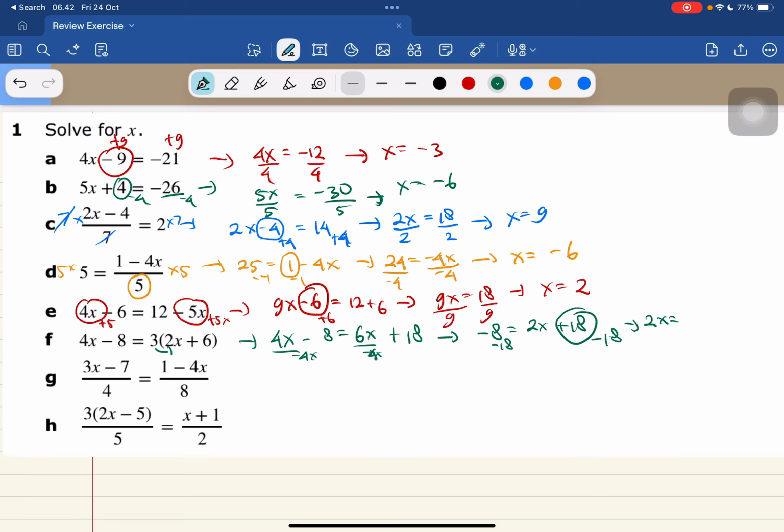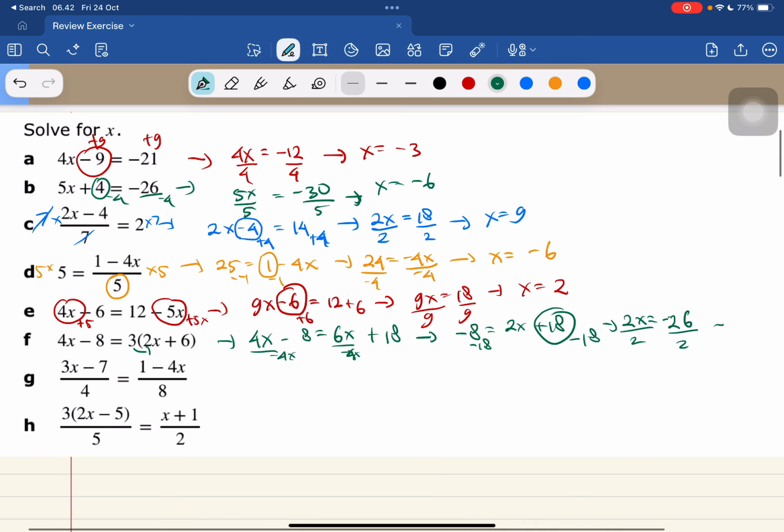We subtract 18 again, so it's going to be minus 8 minus 18, which is minus 26. So to make it x, we divide by 2. So the final answer is x equals minus 13.